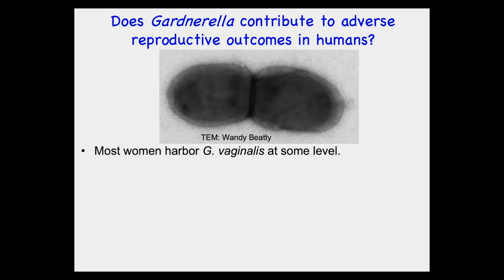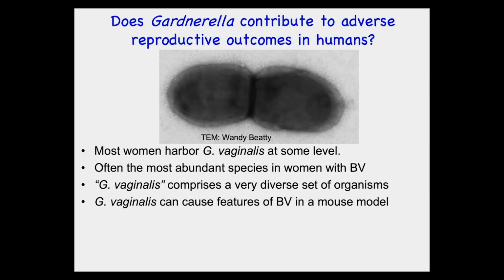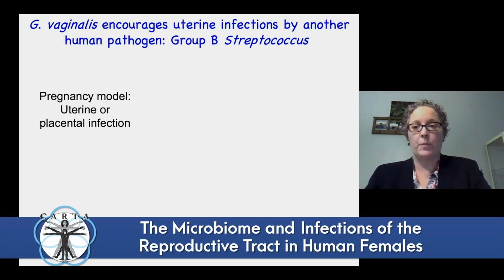So coming back to this idea of whether Gardnerella contributes to adverse reproductive outcomes in humans, most women, in fact, harbor Gardnerella at some level, but as I've shown you, it's often the most abundant species in women with BV. It actually comprises a very diverse set of organisms that haven't been that well studied yet. In my lab, we've shown that Gardnerella vaginalis can cause features of BV in a mouse model. And in fact, when we do co-infections with other organisms, we find that Gardnerella vaginalis can encourage the pathogenesis of other organisms. So I'll just give you one brief example of that.